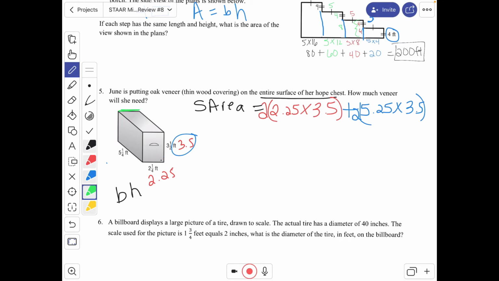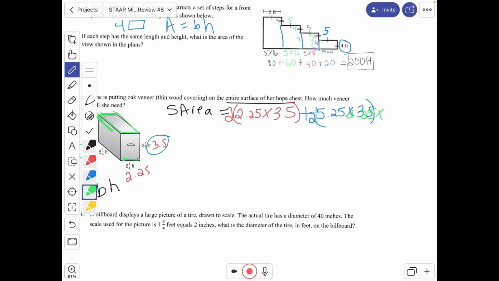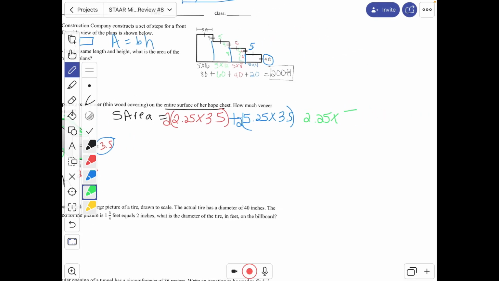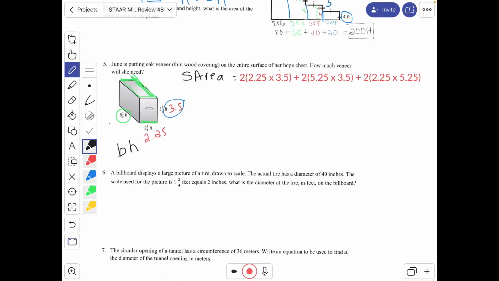So how wide is this? Probably the same as this. So it's going to be 2.25 times, how long was this? 5.25. And again, the one on top is probably the same as the one on the bottom, so that's going to be times 2. So this is my long equation.